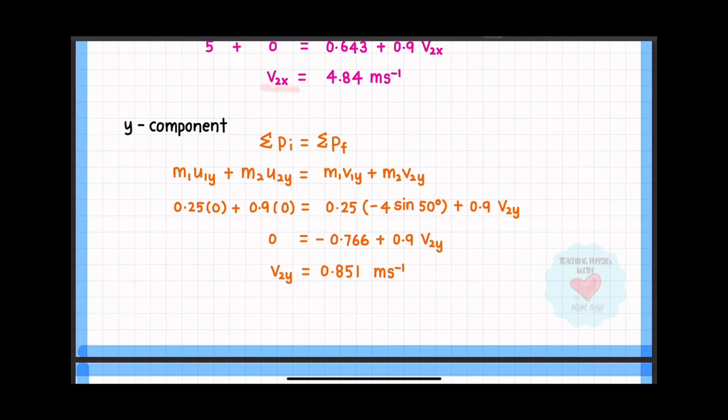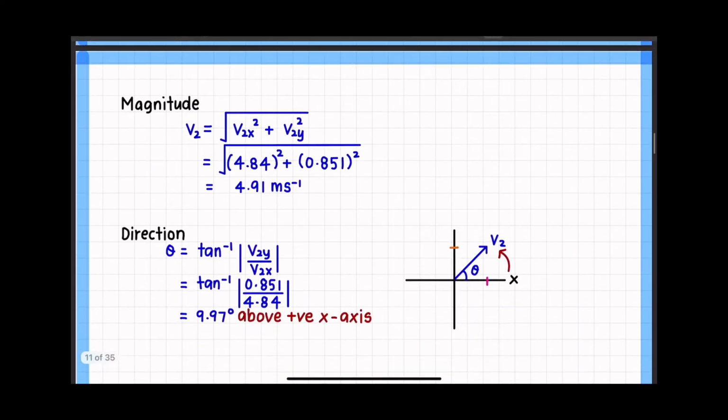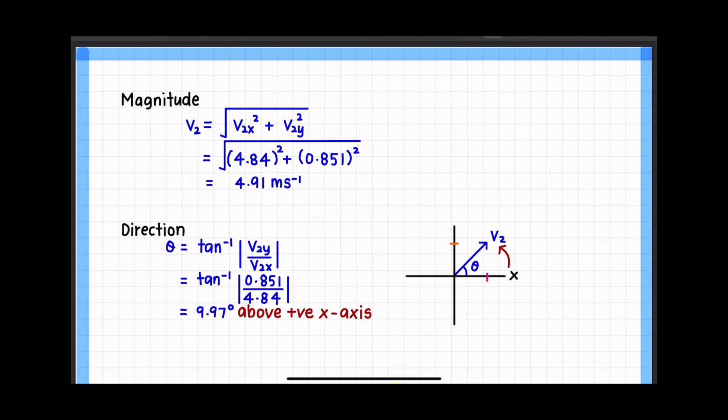You ada Vx, you ada Vy. Nak cari V2 macam mana? Gunalah cara resolving vector. Okay, resolving vector lah. Resultant vector. So V2 is equal to square root of V2X square plus V2Y square. Masukkan nilai and then you dapat 4.91 meter per second.